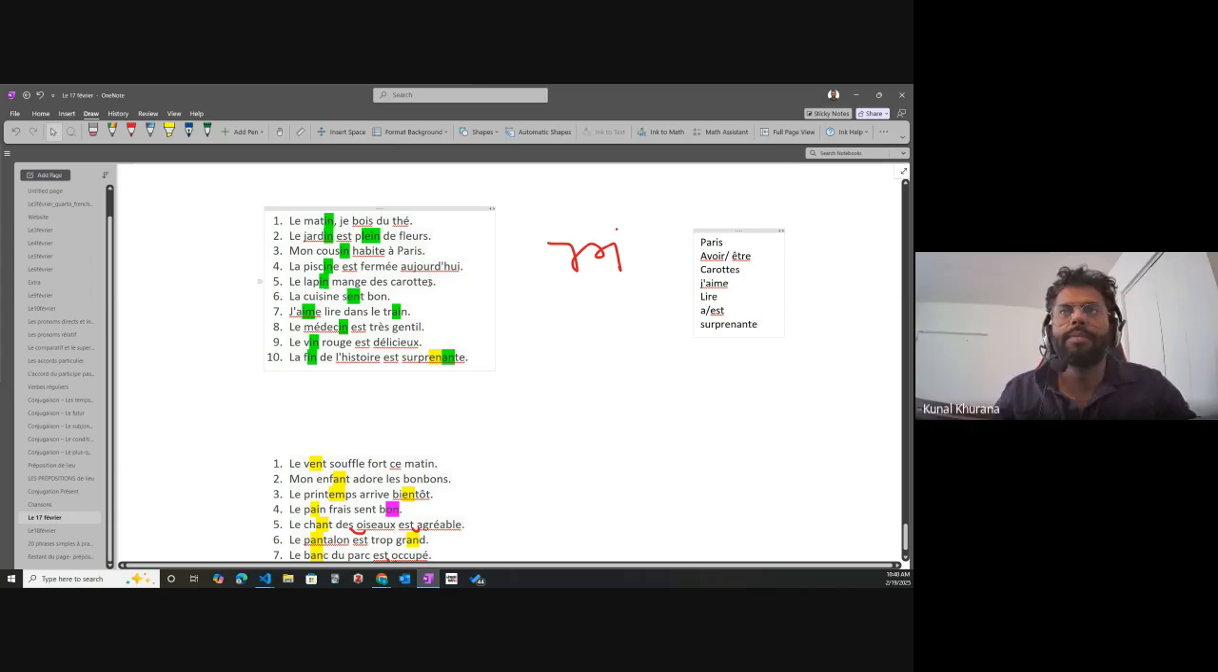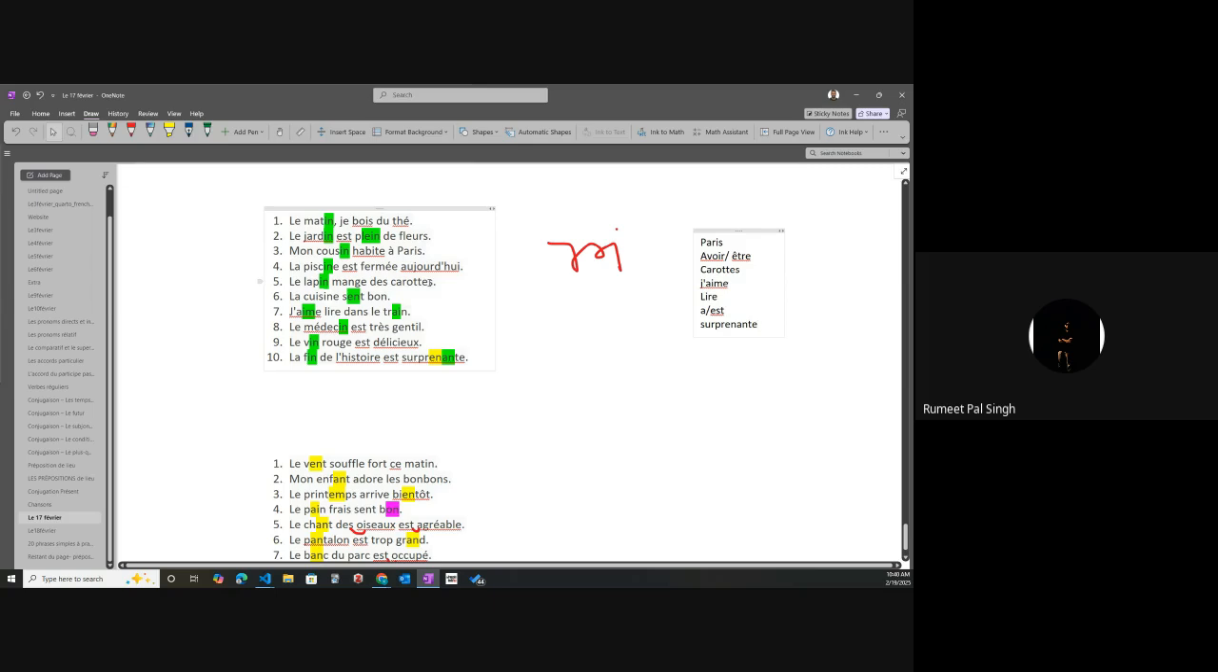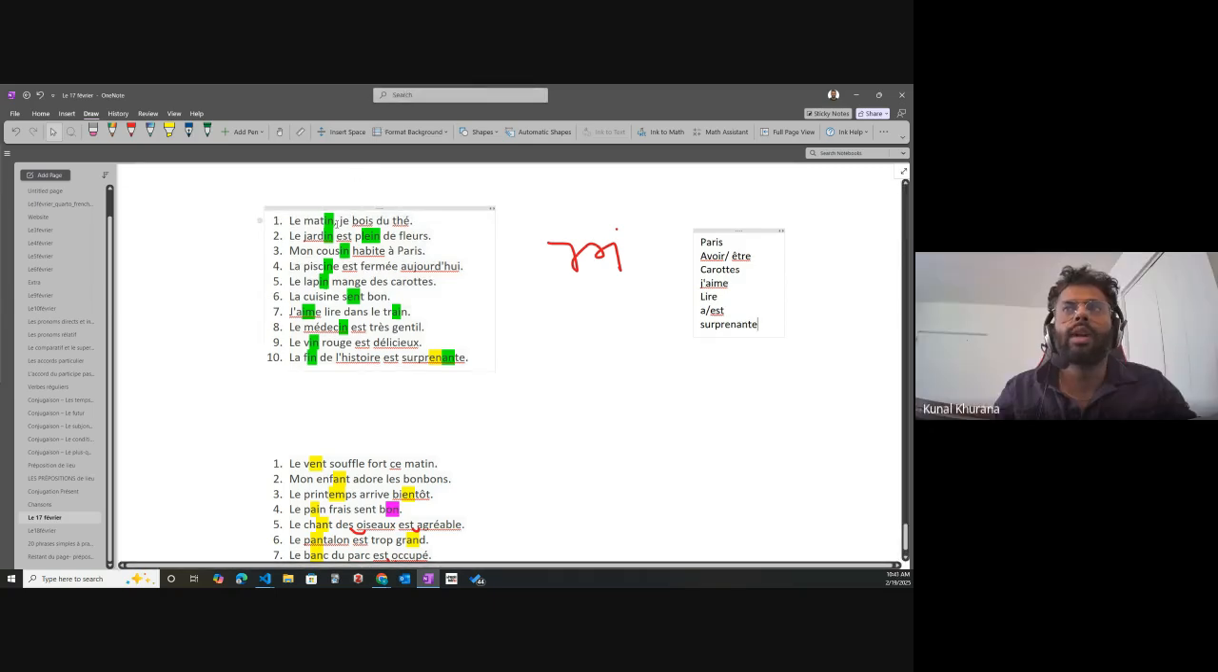Le matin je bois du thé. This means in the morning I drink tea. Here the verb boire is conjugated with je. Du is some tea, and the partitive is used here, some tea. Okay. So first of all, let's understand the vocabulary and then we will concentrate on the pronunciation. Okay. Le jardin est plein de fleurs. Is it clear? The garden has a lot of flowers.